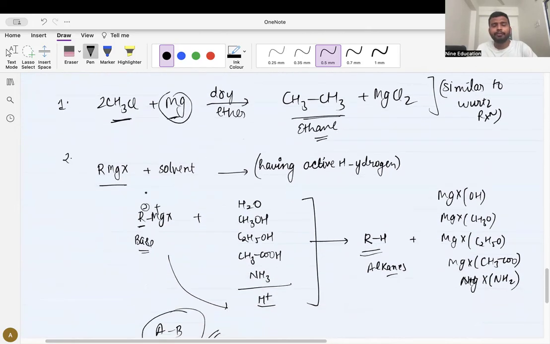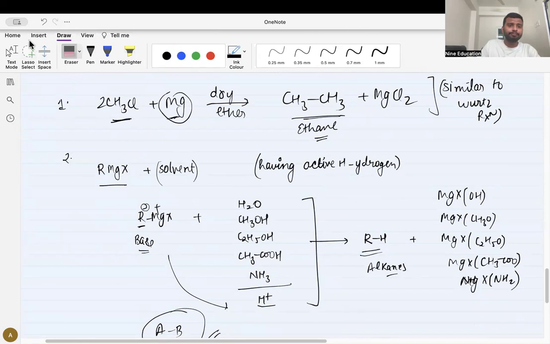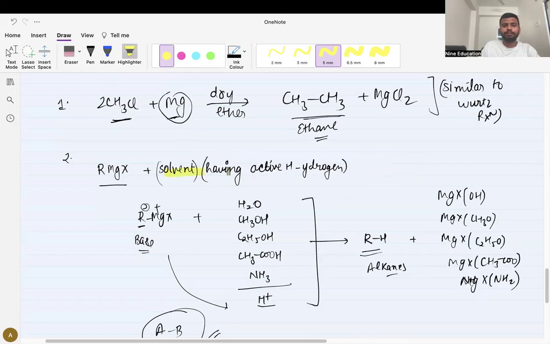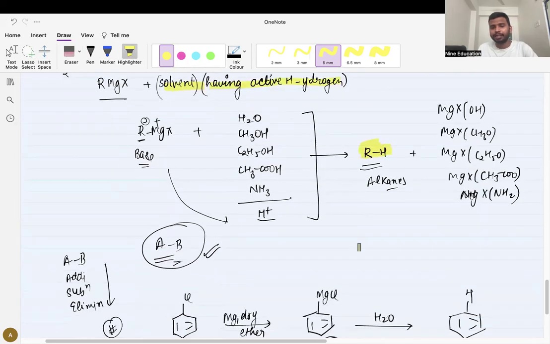Last point, if I have Grignard and I have a solvent which has active hydrogen, any solvent with active hydrogen like H2O, methanol, ethanol, acetic acid, ammonia, all these solvents, so I will get what? Alkanes. Right? We will get alkanes.